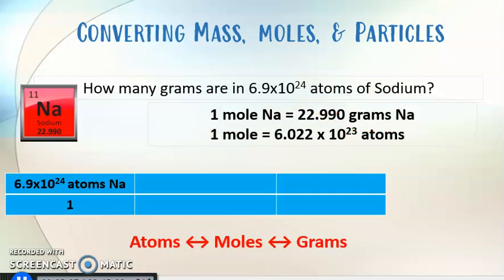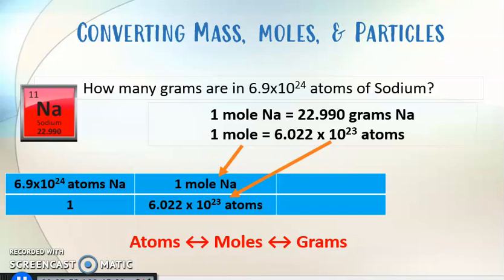So we know that we're starting with the 6.9 times 10 to the 24th atoms of sodium over 1. We know that atoms has to cross down to the bottom of the next box to cancel out. There's only one conversion factor that has atoms in it, so we just need to fill in the information. The 6.022 times 10 to the 23rd sticks with the atoms, and the 1 mole must go to the top. And we're not done yet. The problem asked for grams. We're not there yet, so we have to keep going.